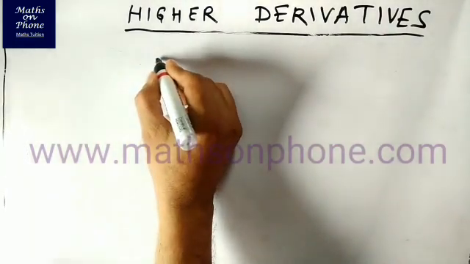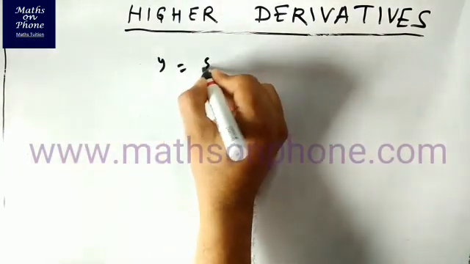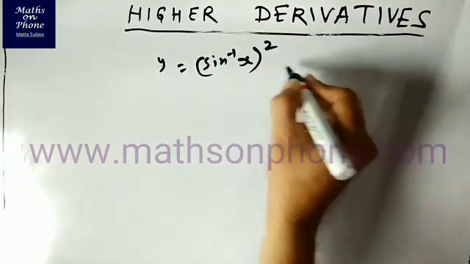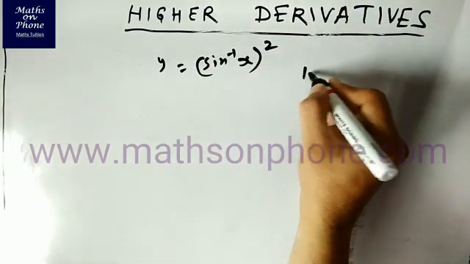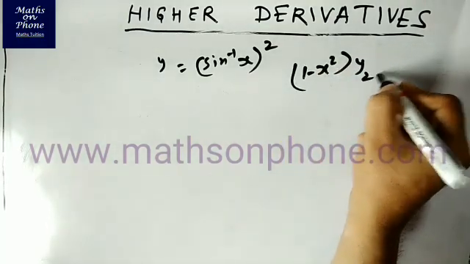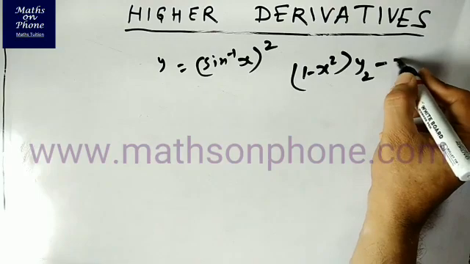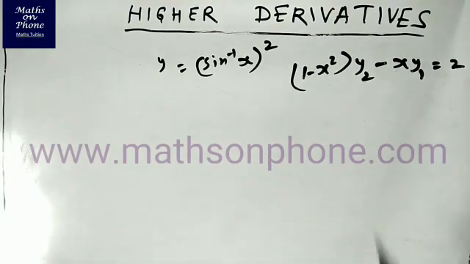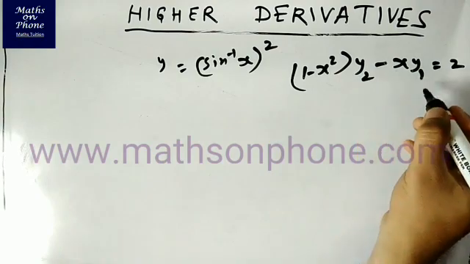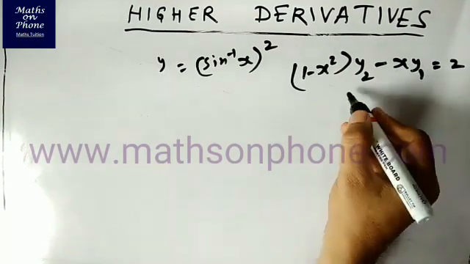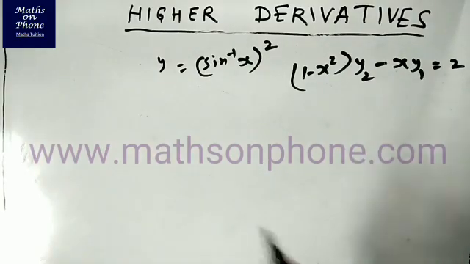One example I am taking, y is equal to sine inverse x whole square, and we need to prove (1 minus x square) y2 minus x into y1 is equal to 2. You know what's the meaning of y2? y2 means double derivative, y1 means single derivative. That means y1 is dy by dx and y2 is d square y by dx square.